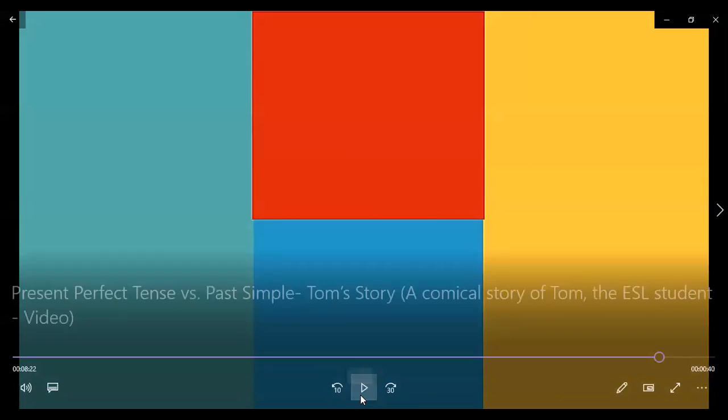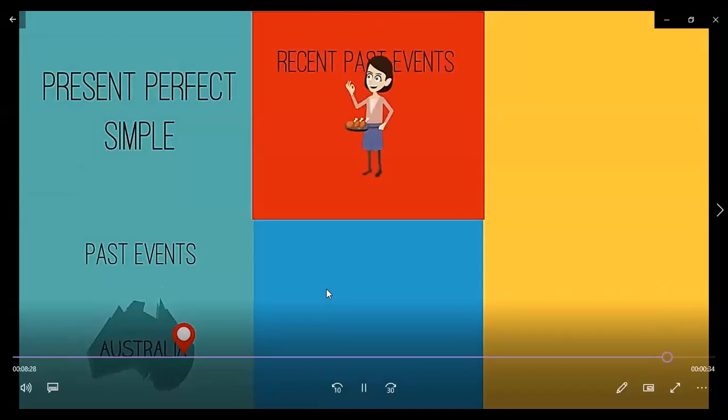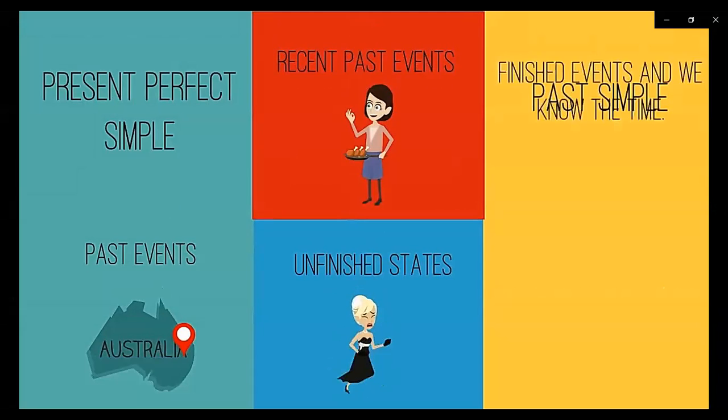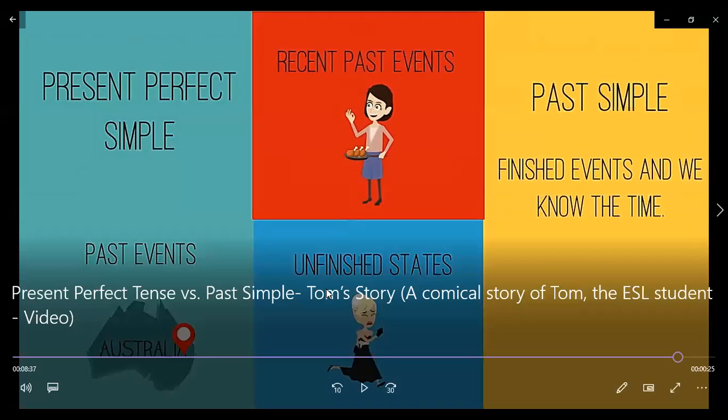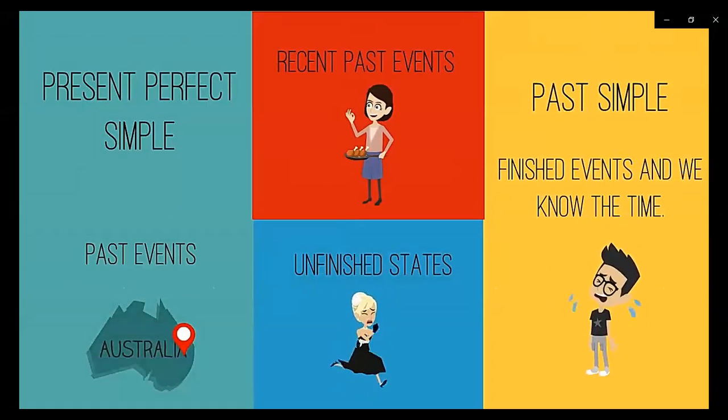So, to summarize, look at here because this is the feedback. We use present perfect simple for past events, recent past events, and unfinished states. And we use the past simple for finished events where the time is known. Cuando nosotras corremos, ¿verdad?